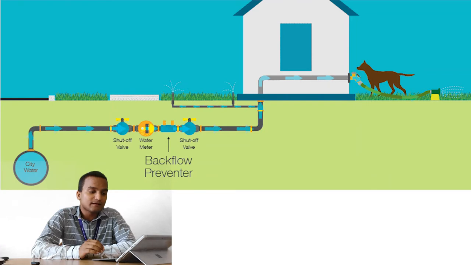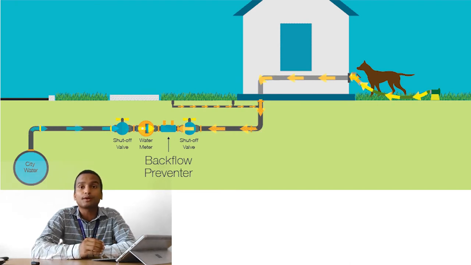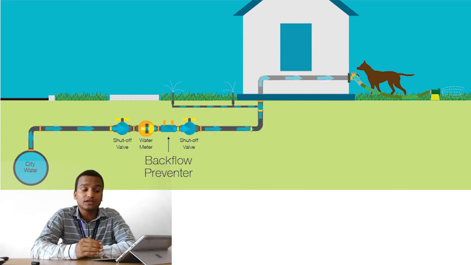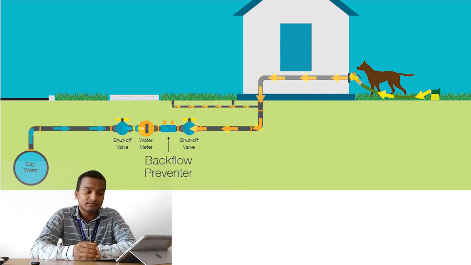Just look at this beautiful image that you are seeing. There is a city water supply which is supplying water to every home. And in between, just outside the home, we have provided a backflow preventer. When there is normal supply, the water is actually reaching the house and the agricultural fields. But in case there is some accident and water is flowing in the opposite direction, the backflow preventer doesn't allow it to do so, and we remain safe.